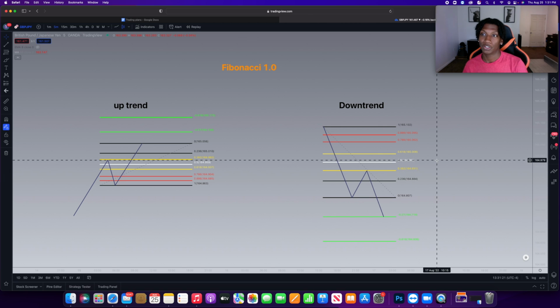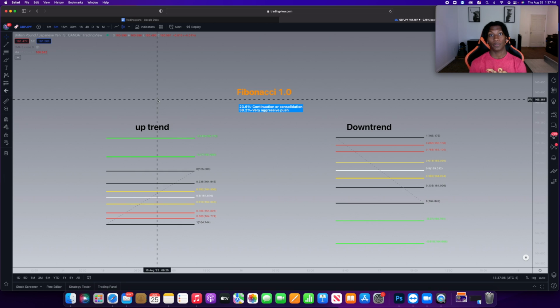But I mean, that was just a 38.2% there. Very aggressive, very fast. And let's move on to the next price reversal zone. So the next price reversal zone that we're going to discuss is the 50% level.